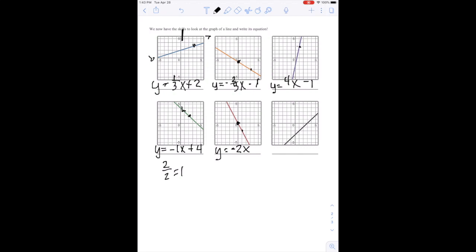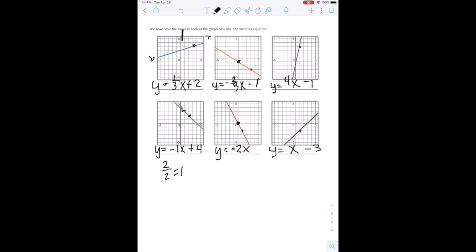The last one we're going to look at, again, is a positive slope. Y equals, it's crossing the y-axis at 1, 2, 3 at negative 3. Find a clear point. Looks like there's one right here. So I'm going up 1 and over 1, and because it's positive, it's just going to be x minus 3.